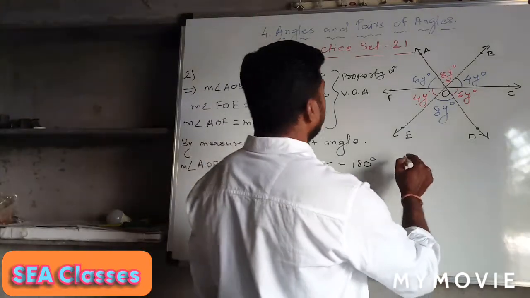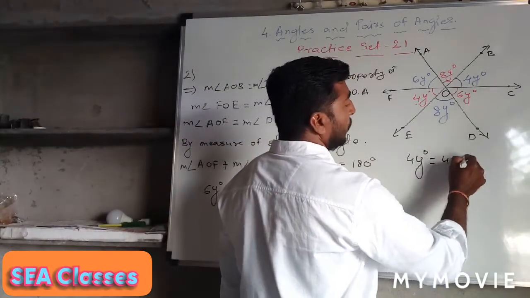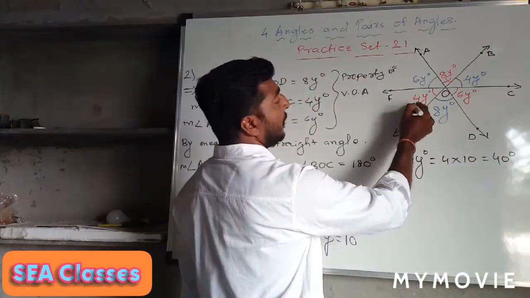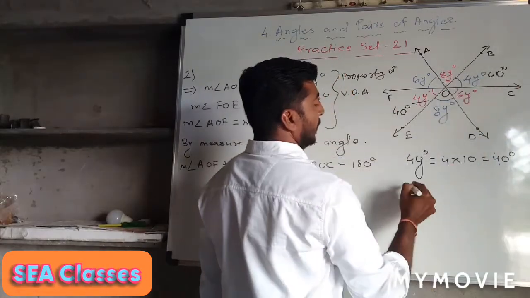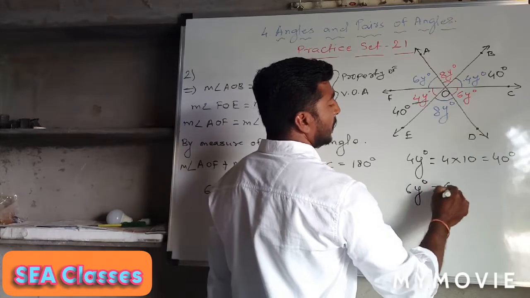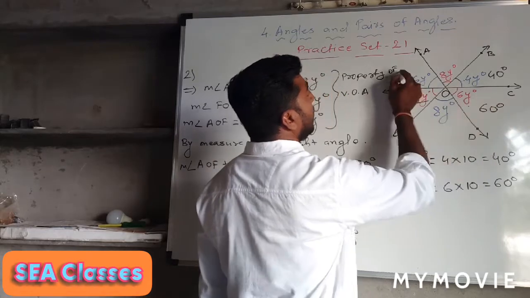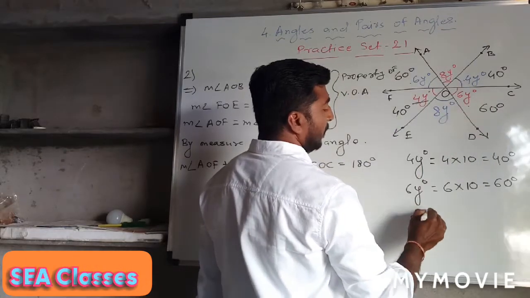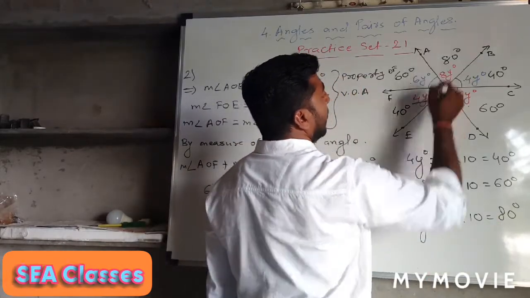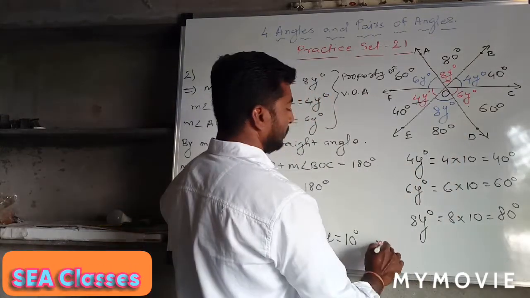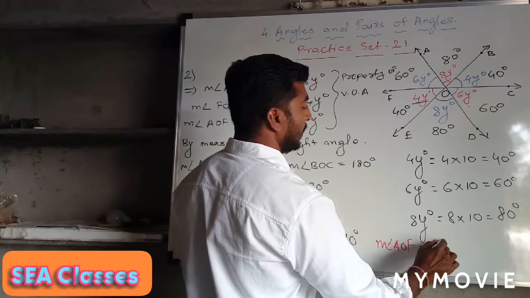Now you have 4y degree, which means 4 into 10, that will be 40 degree. So 4y means what? It is 40 degree. So this angle will be 40 degree and this will be also 40 degree. Then 6y degree will be equal to 6 into 10 and that will be 60 degree. So here 6y will be 60 degree, 60 degree, and 8y degree will be equal to 8 into 10 and that is 80 degree. So here this will be 80 degree and this will be 80 degree. Measure of angle AOF is equal to 60 degree.